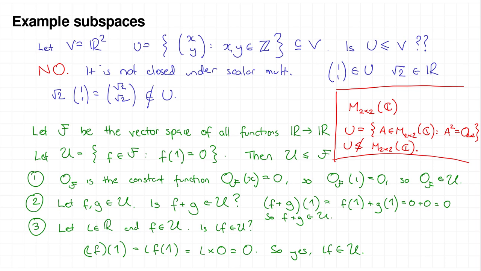So it does obey the first part of the definition of subspace. It does contain the 0 vector, which in our case is the 2 by 2 0 matrix, but one of the other conditions is not true. So you should have a think about why that's not true, and I will tell you the answer at the start of the next video.